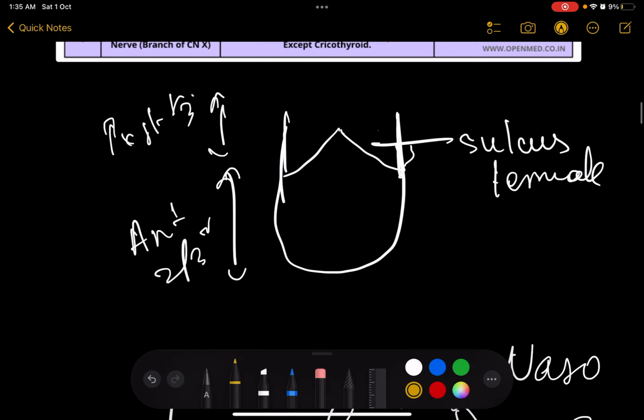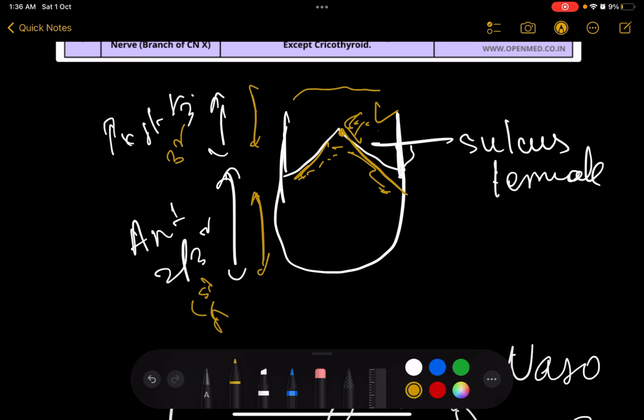Now looking at the tongue, this is the sulcus terminalis, and here you've got the foramen cecum. You've got circumvallate papillae out here. That's important. So this is the posterior one-third of the tongue, and then you have the anterior two-thirds of the tongue. The anterior two-thirds comes from the first arch. The posterior comes from the third arch, and the posterior-most part comes from the fourth arch.